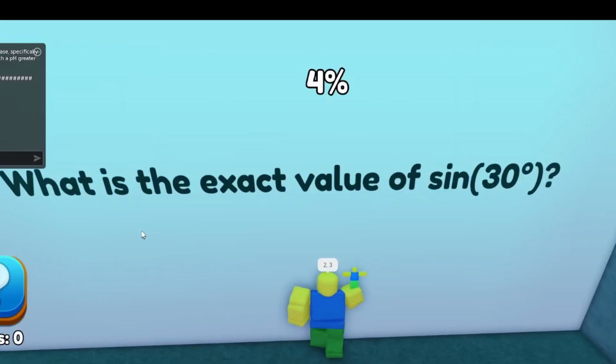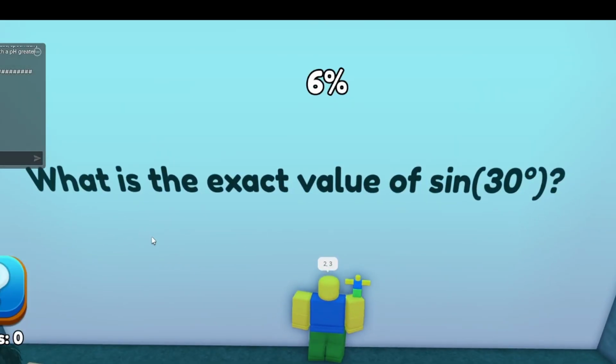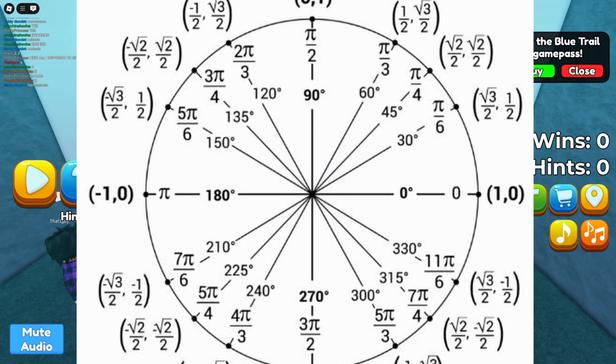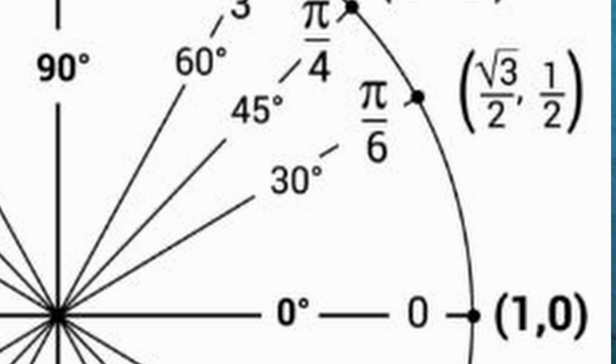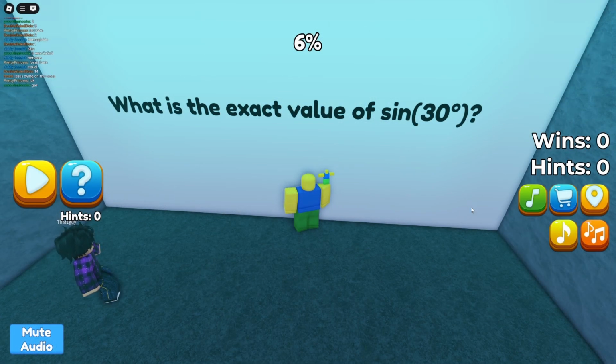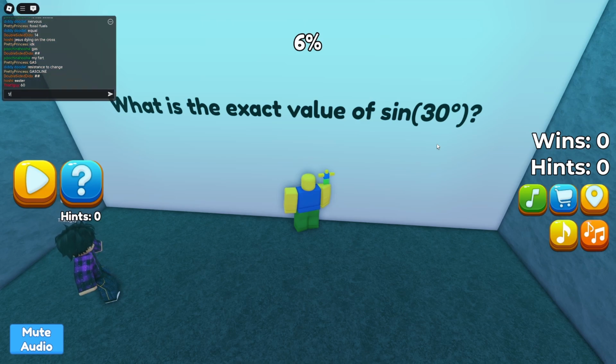There you go. And then what is the exact value of sine 30 degrees? If we look at the unit circle, the y value of sine 30 degrees would be 1/2. At least I think that's how you describe it. I'm still pretty new to the unit circle. But I looked at the unit circle earlier, and I saw that sine of 30 is just 1/2.